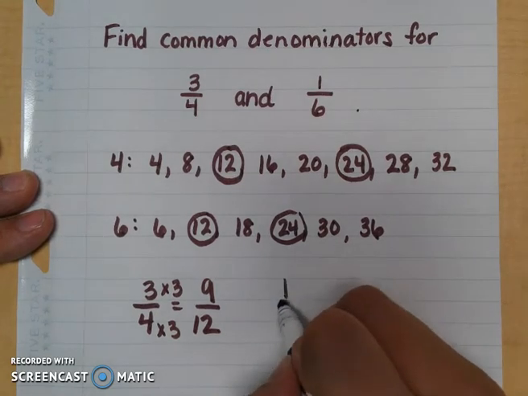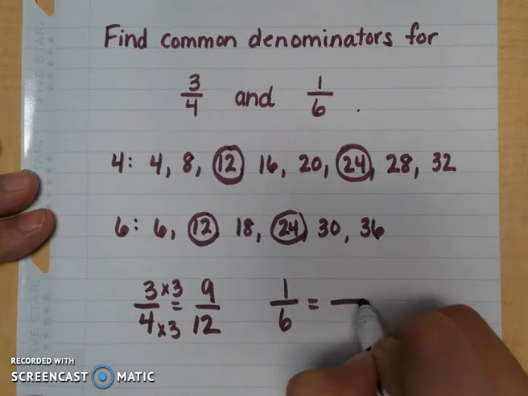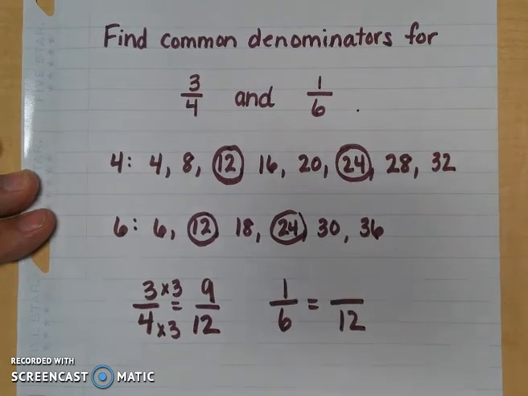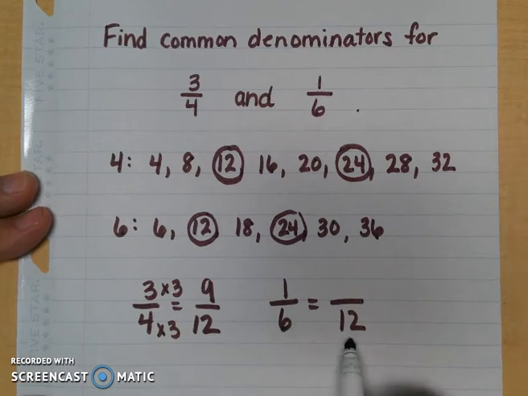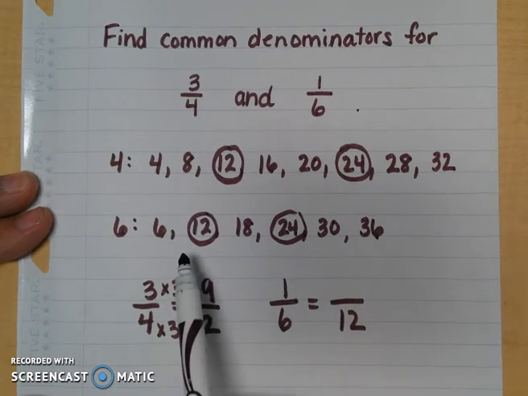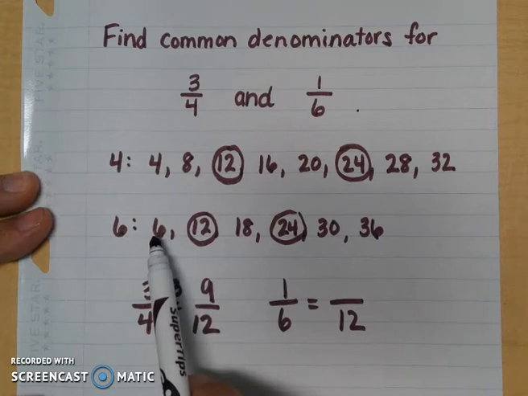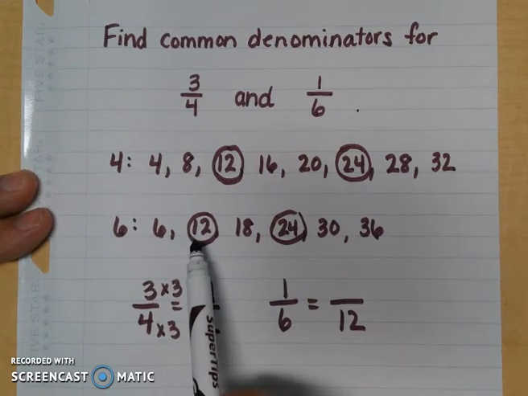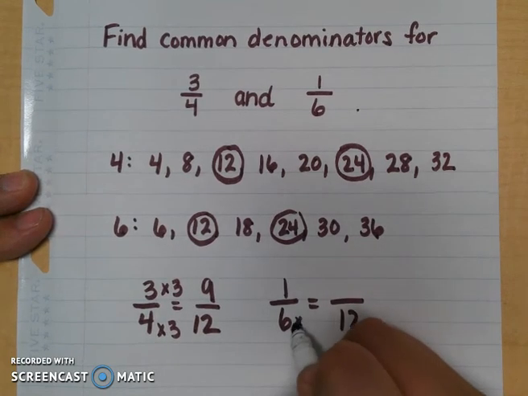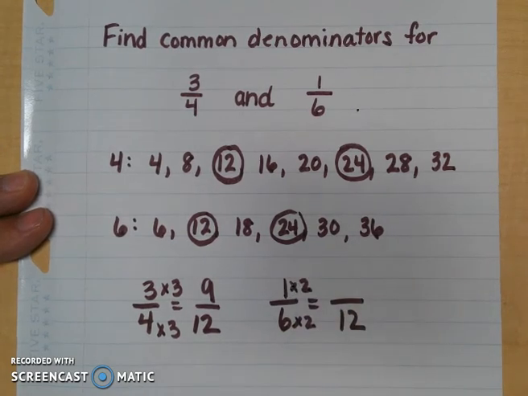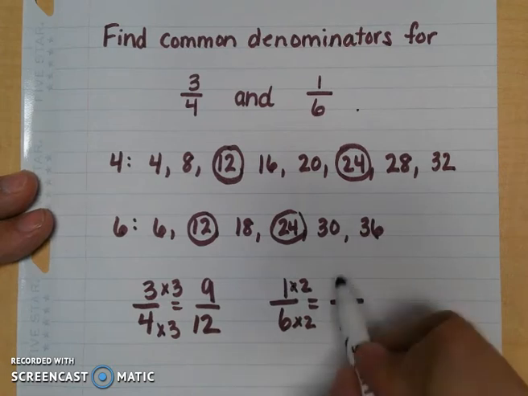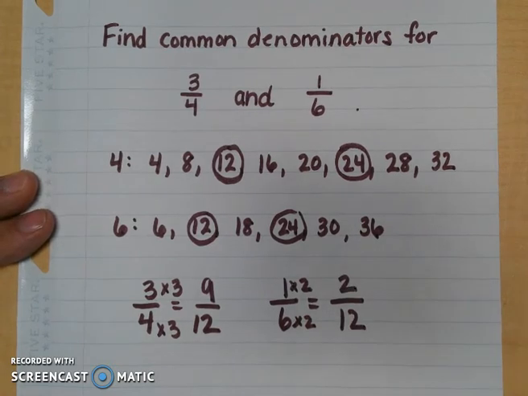Now let's go ahead and take the 1/6 and make it equal to something 12ths. Again, 6 times what is 12? You can go back up to your skip counting and see that one group of 6 is 6, two groups of 6 is 12. So 6 times 2 is 12. Multiply the numerator also by 2. 1 times 2 is 2. So the equivalent fraction of 1/6 is 2/12.